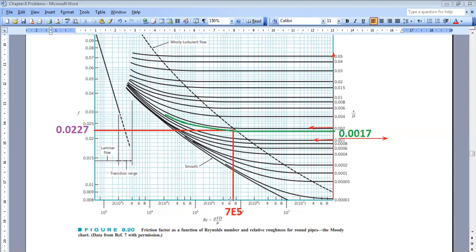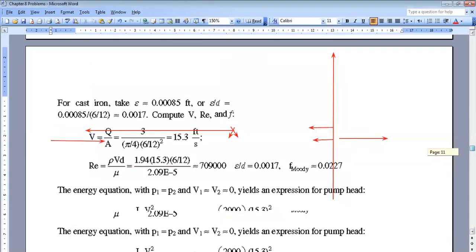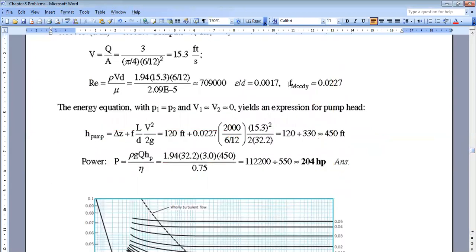And you know that Reynolds is 7 times 10 to the power 5. So you take it up, and this is the intersection point. Once you find the intersection point, you can read the corresponding value of the friction factor. Since I know two of my inputs, I don't need to do any assumption. Once I find my friction factor, I can replace it back in my energy equation. F is now known. The friction coefficient is equal to 0.0227.